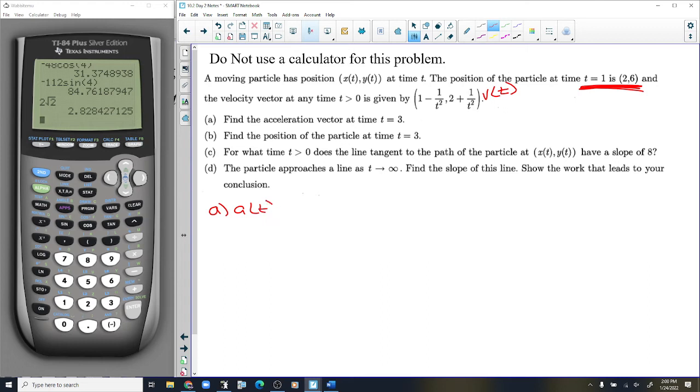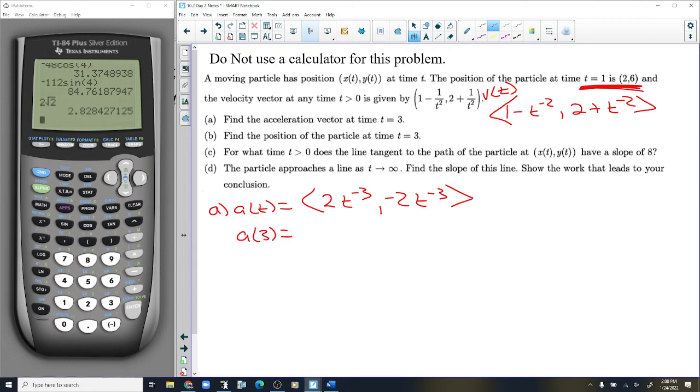So a of t is equal to, let's keep in mind that this is 1 minus t to the negative 2, 2 plus t to the negative 2. So the acceleration is 2t to the negative 3, negative 2t to the negative 3. A of 3 is equal to 2 over 27, right? 3 to the third. And negative 2 over 27.